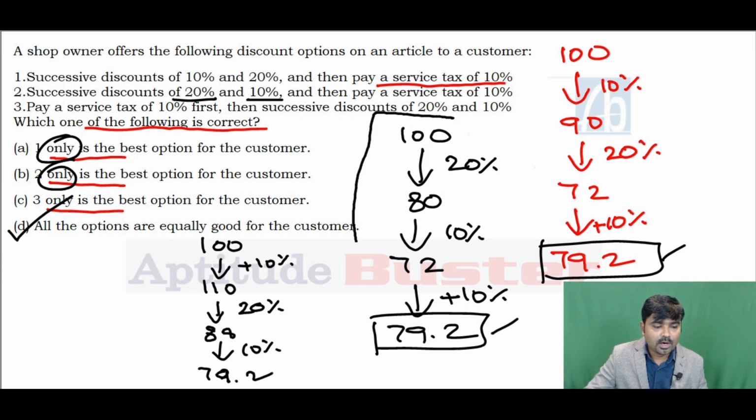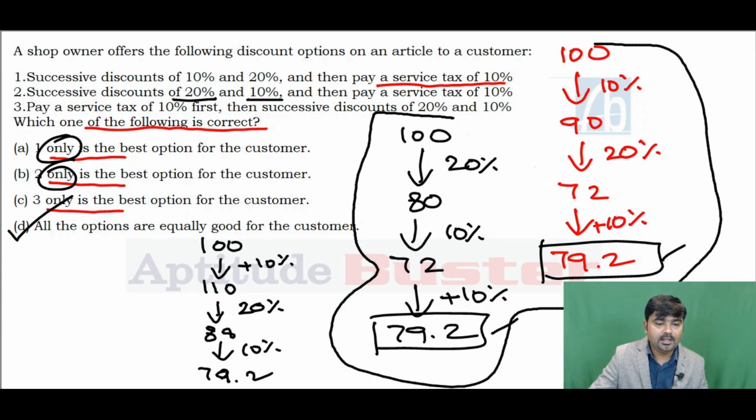These two are enough to decide. The reason is it's given only. Okay, that's a hint to eliminate the answer choices.